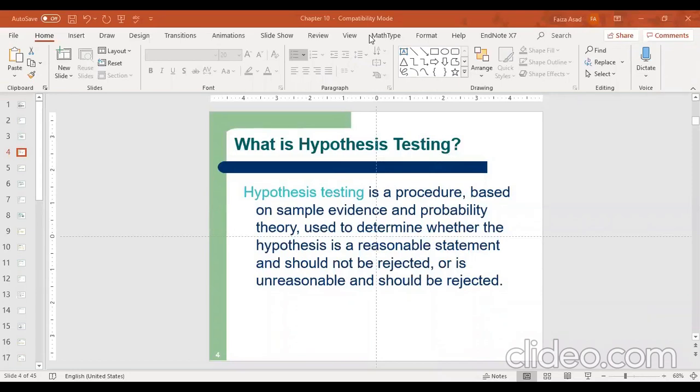What is hypothesis testing? Hypothesis testing is a procedure based on sample evidence and probability theory. So we need to have a sample for calculating certain estimates, and probability theory. So we will see the chance of occurrence of an event used to determine whether the hypothesis is reasonable. So these two things will help us to determine whether the hypothesis statement is a reasonable statement or an unreasonable statement. So based on these two things, we are going to accept or reject the hypothesis. So let's move on to the next slide.